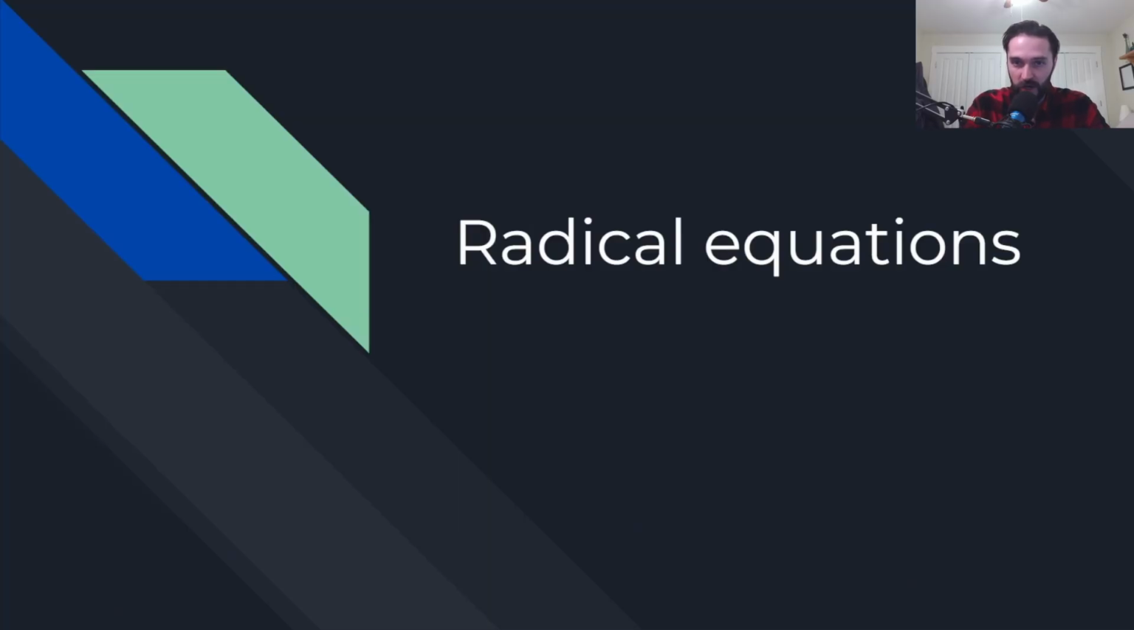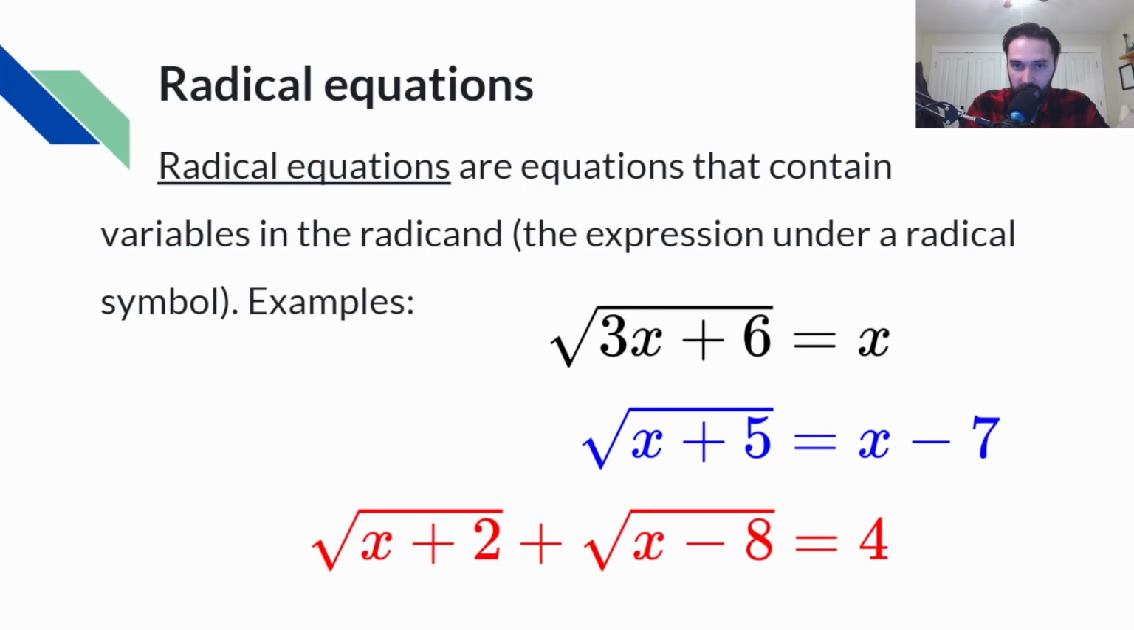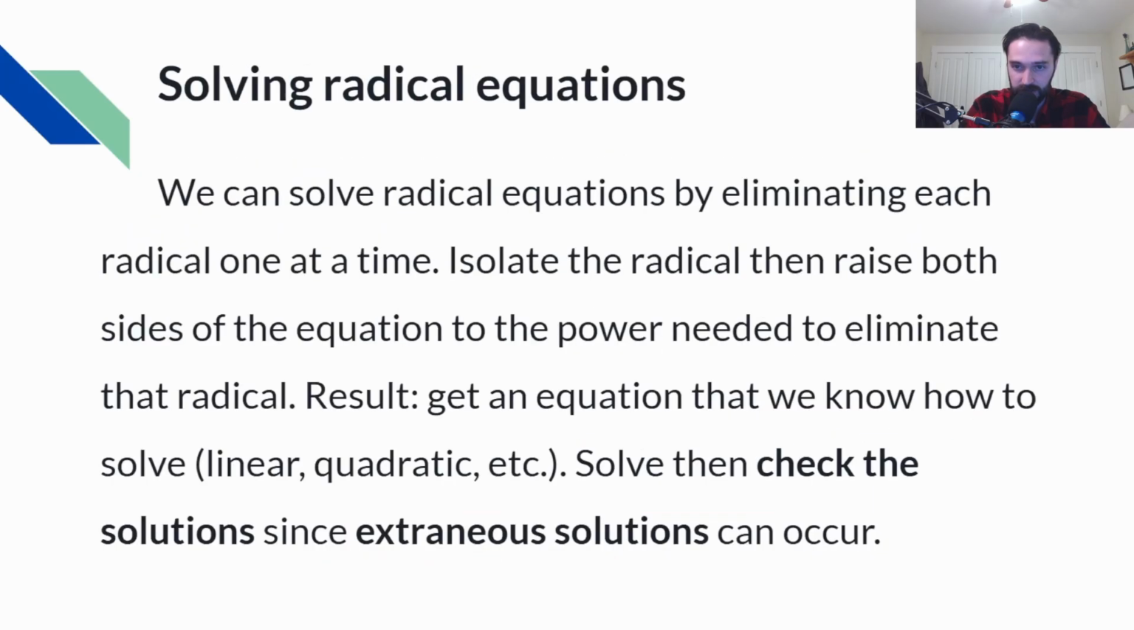Okay, here we go. Radical equations. Radical equations are equations that contain variables in the radicand, which is the expression under a radical symbol. Here are some examples of radical equations. The black equation, the blue equation, and the red equation are all examples of radical equations because they involve radicals and they have variables under those radicals. So how do we solve something that looks like this?